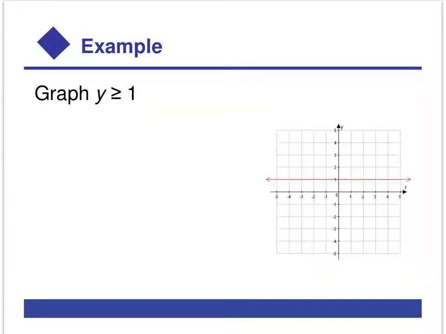Last one, y is greater than or equal to 1. Now it's a solid line because it has the equal to bar. So what is all greater than 1? That would be everything above. So we would just shade above. And we're finished with all of chapter 3.